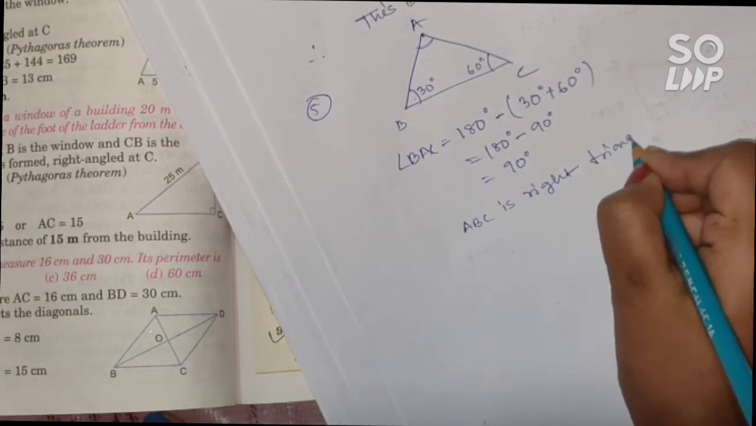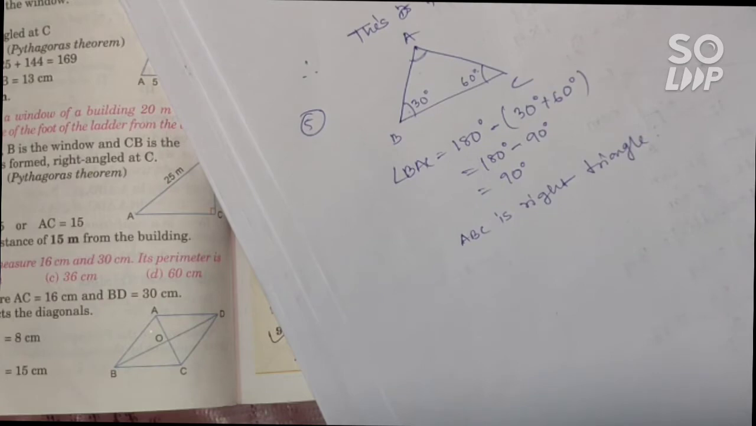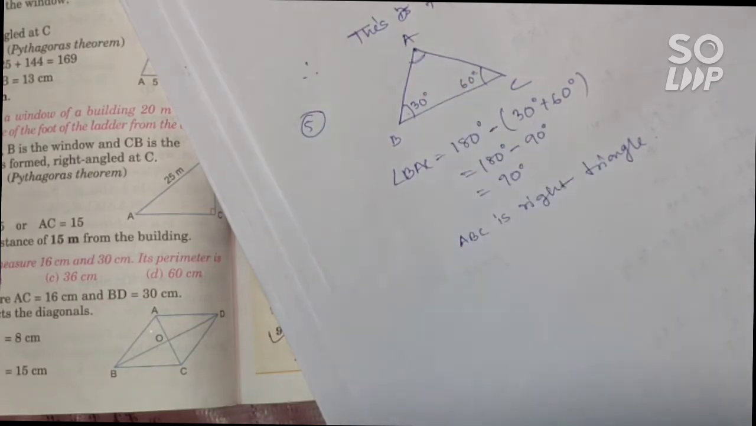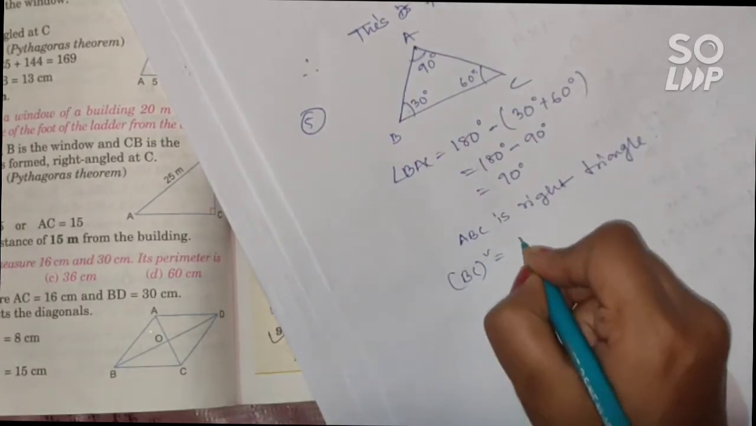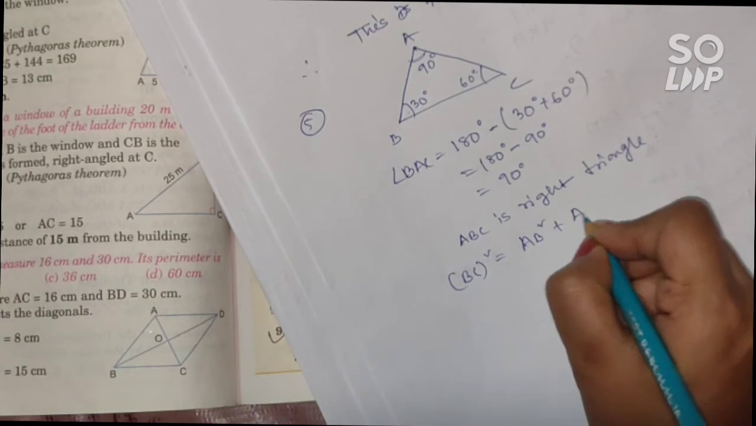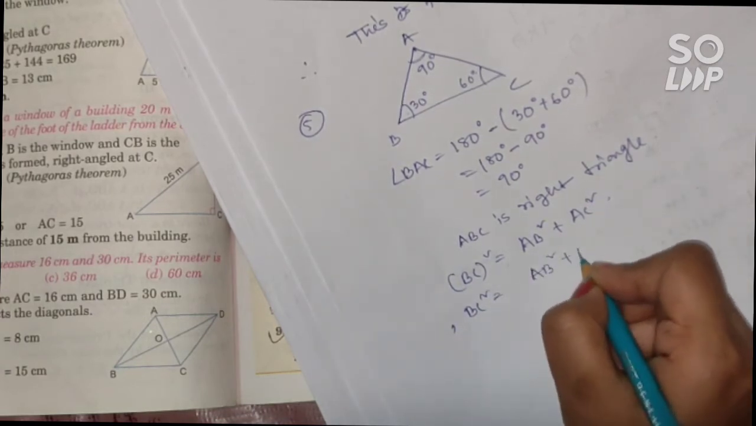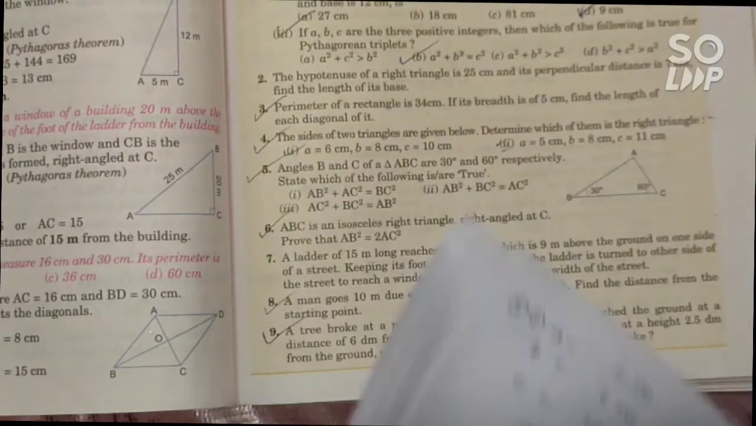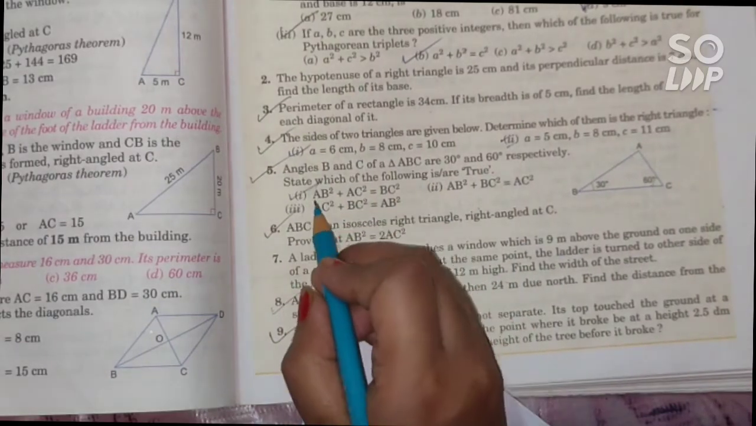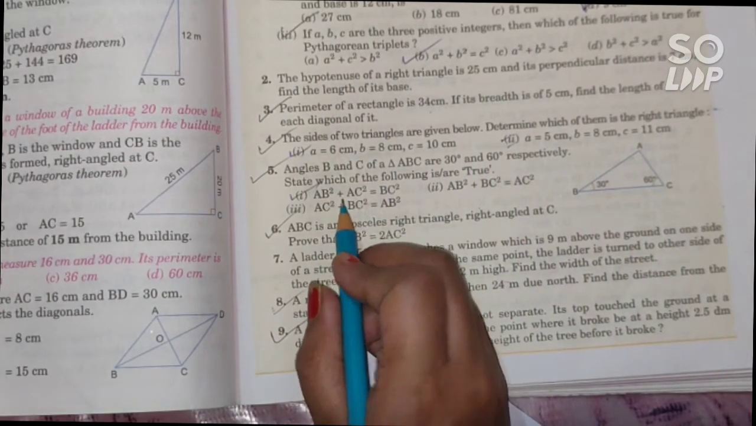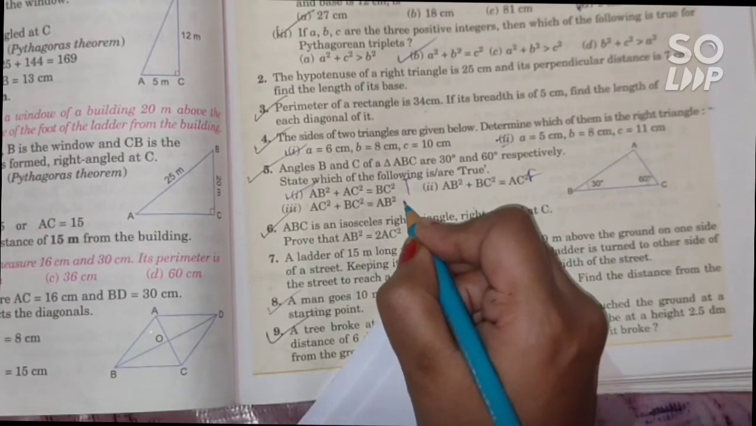So by Pythagoras theorem, you can write that this is 90 degree. That means BC is the hypotenuse. So hypotenuse square equal to base square plus height square. That is BC square equal to AB square plus AC square. So what will be the correct option? BC square equal to AB square plus AC square. This will be the correct option. This is true, this is false, this is true, this will be false, this will also be false.